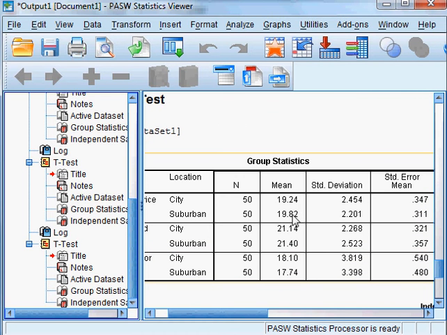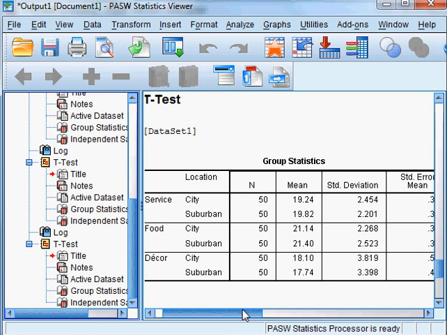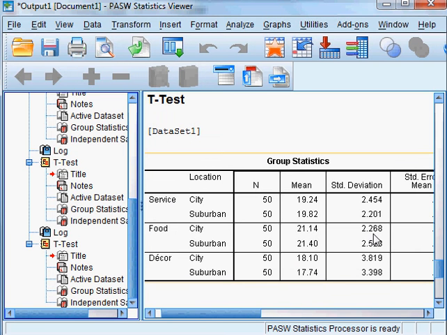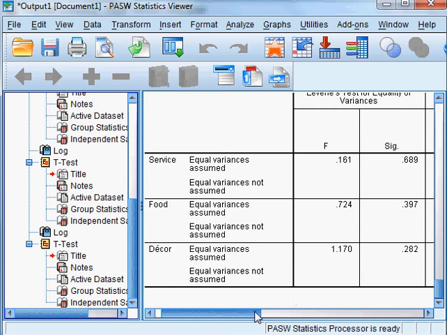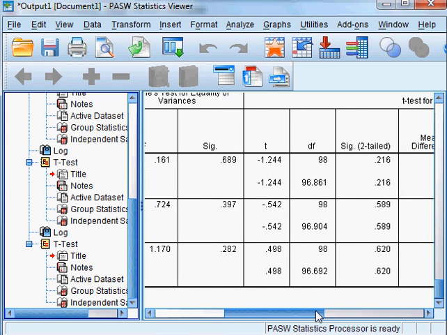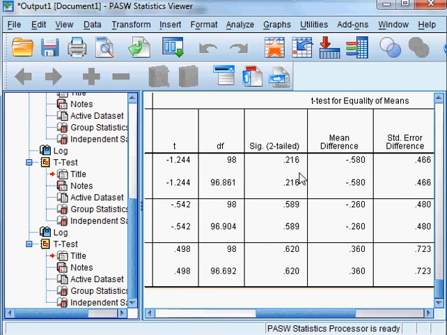So this is the one we already saw. These, all right, that is food here. Not particularly different, and decor, not particularly different. And we can confirm that here by noting that these t statistics are small and that the significance level is not below 0.05. So we would fail to reject a difference between the city and the suburbs for all three categories.